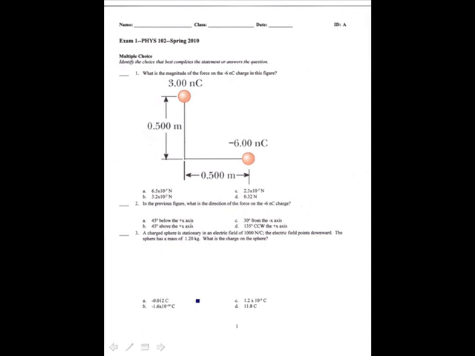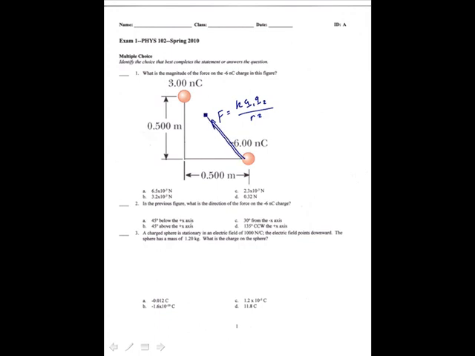Okay, this is exam 1 from spring of 2010, Physics 102. In these first couple problems, you want to figure out the magnitude and the direction of the force acting on the minus 6 nanocoulomb charge. These are opposite sign charges, so they're going to have an attractive force. So the force is going to be in this direction, and it's going to have a magnitude given by this value, F equals k Q1 Q2 over r squared.